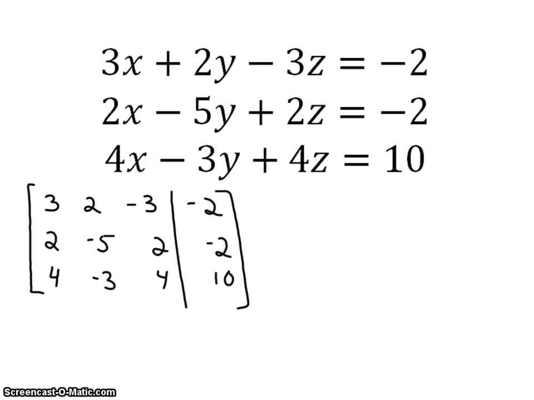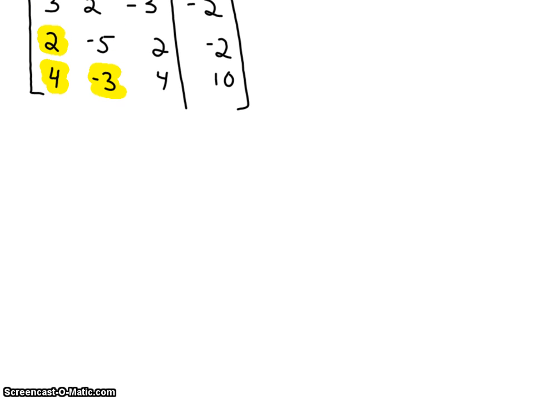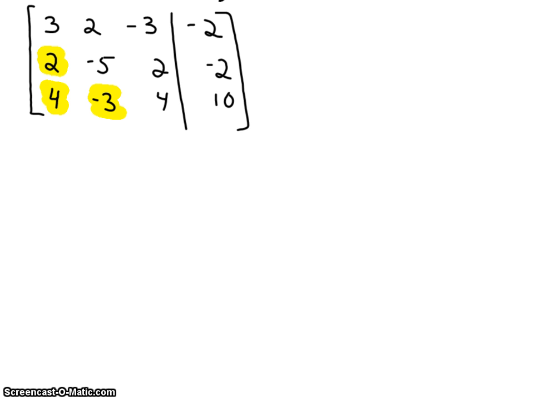Okay, so the order I like to do this in is to first try to get a 0 here, second try to get a 0 here, third try to get a 0 here. So you do it in that order. Okay, now I'm going to keep writing this matrix over and over again. Alright, so I need to make that 2 a 0. So I'm going to use rows 1 and 2.